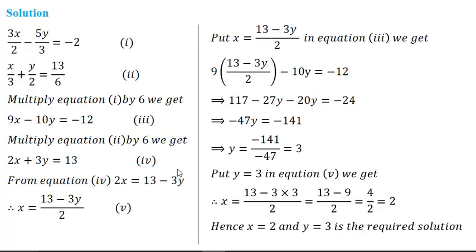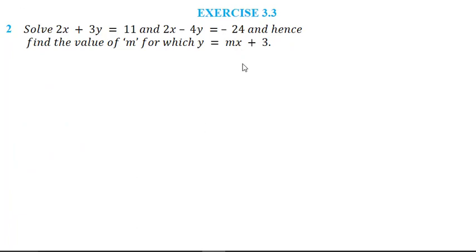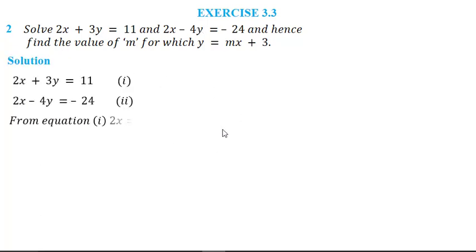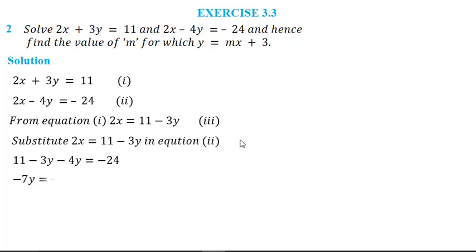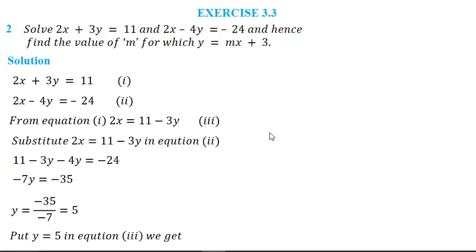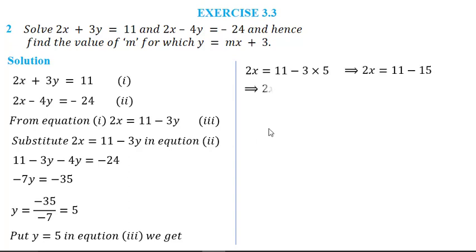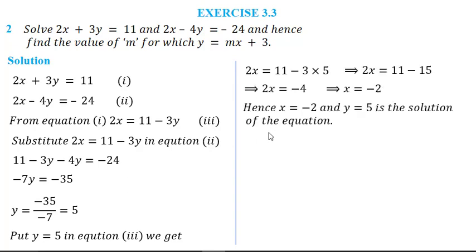So in question number 1, we have seen how we use the substitution method to find the solution algebraically. Now the second question is: solve 2x plus 3y equal to 11 and 2x minus 4y equal to minus 24, and hence find the value of m for which y equal to mx plus 3. So first, from these two given equations, we can find the value of x and y by substitution. So do the substitution method and you get the value of x and y as minus 2 and 5.